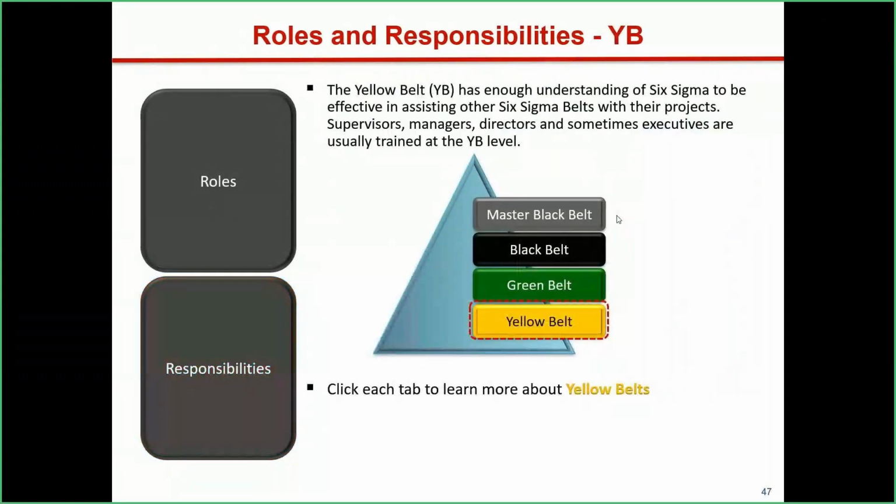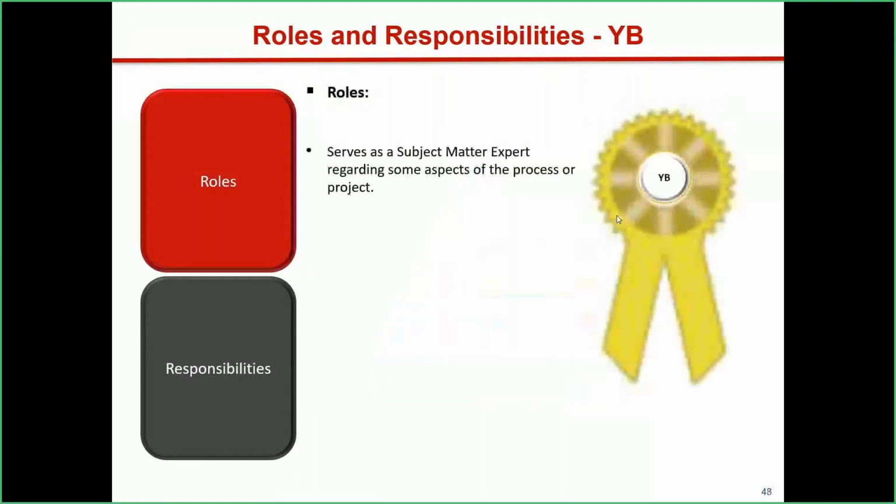A yellow belt has enough understanding of Six Sigma to be effective in assisting other Six Sigma belts with their projects. Supervisors, managers, directors, and sometimes executives are usually trained as yellow belts. So they usually serve as subject matter experts regarding some aspect of the process or project.